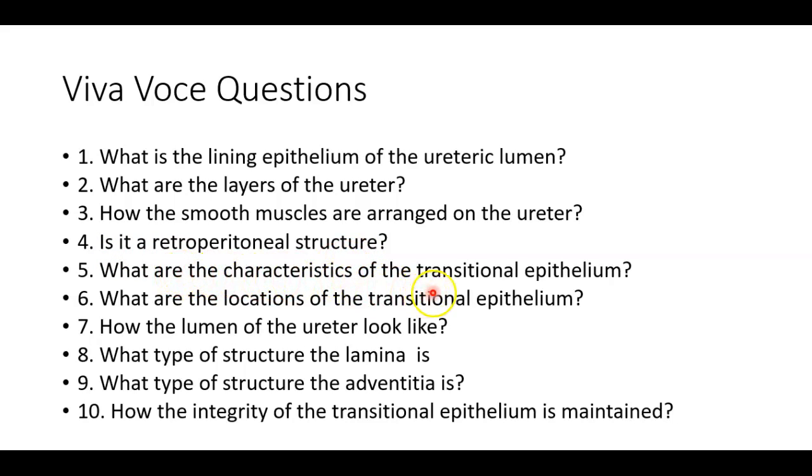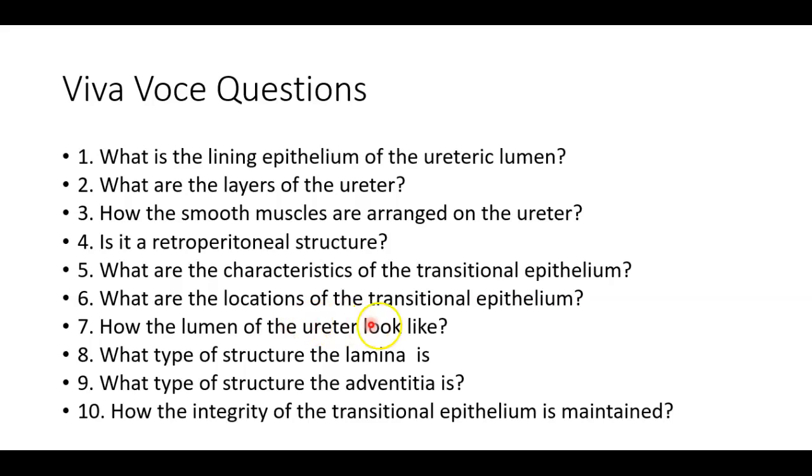What are the characteristics of transitional epithelium? Transitional epithelium, when it is relaxed, it has around 6 layers. When it is expanded, the lumen is expanded. In that condition, the layers of the epithelium will be decreased to 3 layers. The superficial layer will be flattened. These are called the umbrella cell layer, so that accommodate the space for the underlying layers.